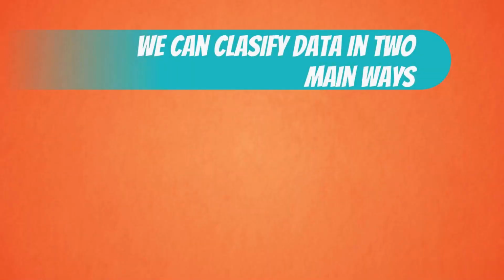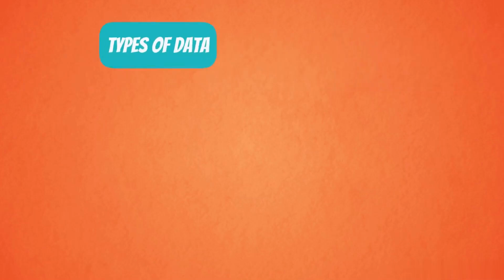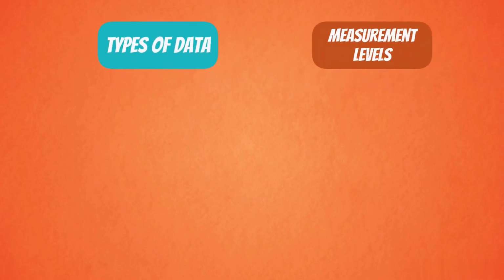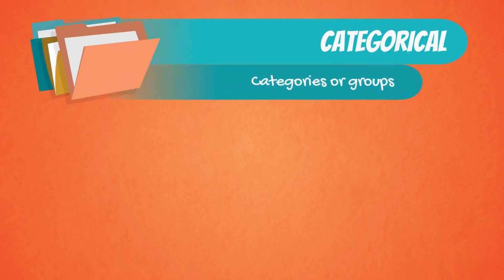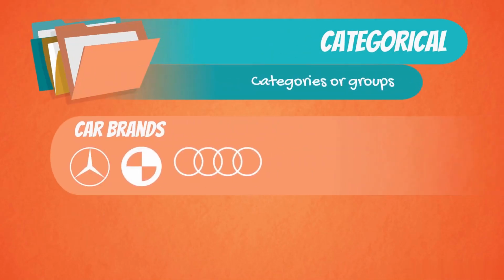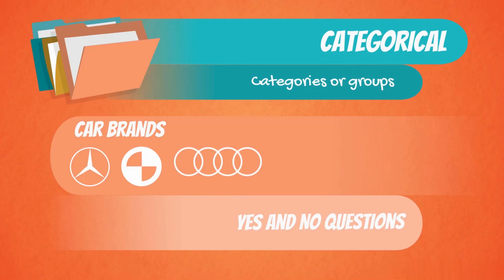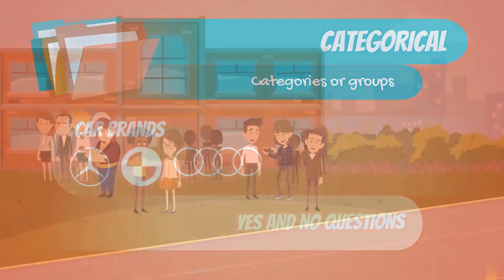We can classify data in two main ways, based on its type and on its measurement level. Let's start from the types of data we could have. There is categorical and numerical data. Categorical data describes categories or groups. One example is car brands like Mercedes, BMW, and Audi. They show different categories. Another instance is answers to yes and no questions.